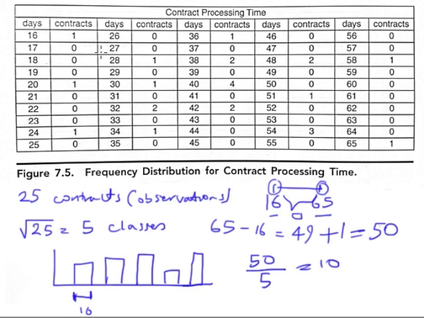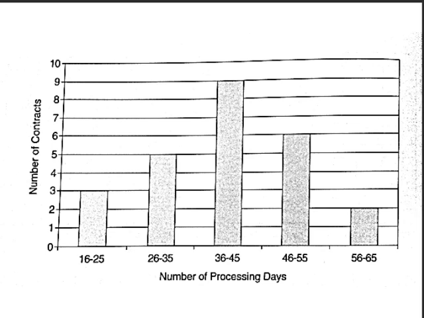So let's go and look at the first column. If the first column starts at 16, we need to add 10 numbers. So the first one must be 16 and the last one must be 25, because inclusive of 16 and 25 we get 10 numbers. The next one is 26 to, what do you think, 35, and so on. Each bar on the histogram will include 10 processing days. This is how the actual histogram looks.